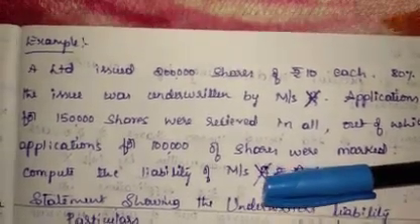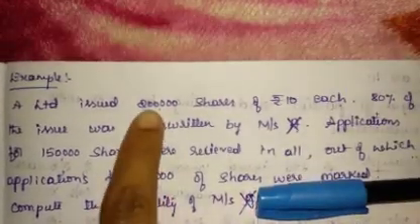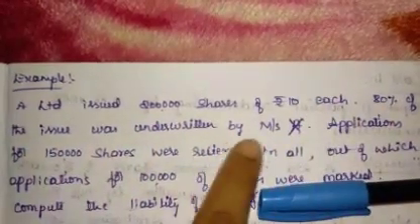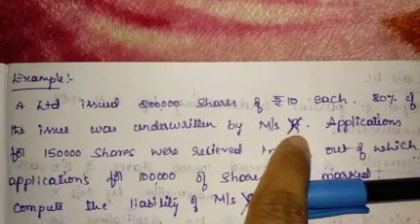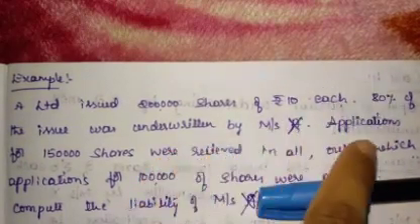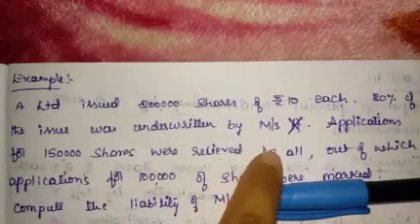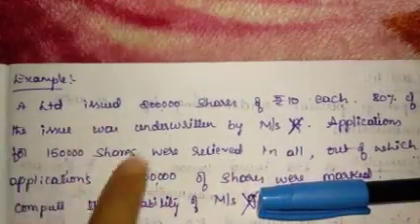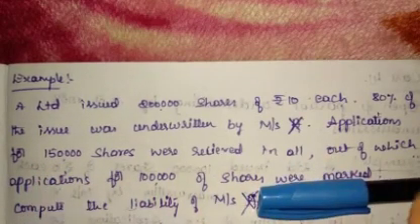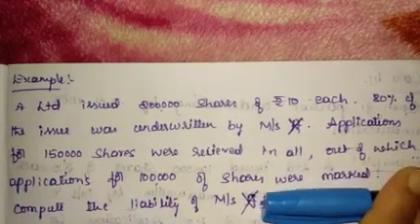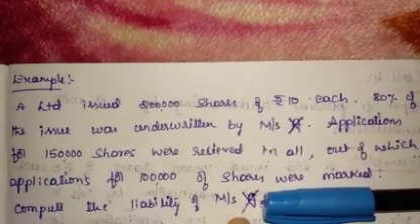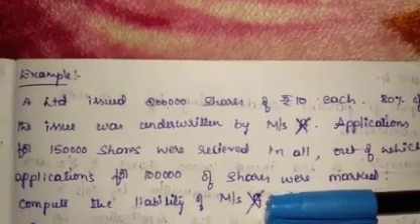A Limited issued 2 lakh shares of ₹10 each. 80% of the issue was underwritten by Mrs. X, a single underwriter. A part of the issue is underwritten. Applications for 1,50,000 shares were received in all. That means from the public, the company received applications for 1,50,000 shares, out of which applications for 1 lakh shares were marked. Marked applications were 1 lakh. Compute the liability of Mrs. X. We have to compute the liability of the underwriter.